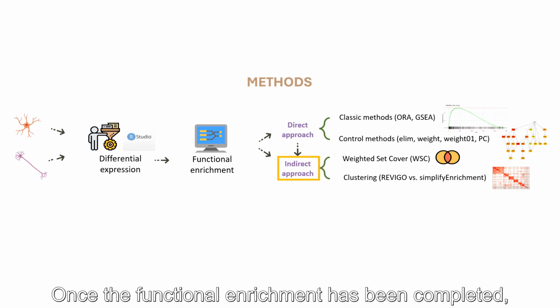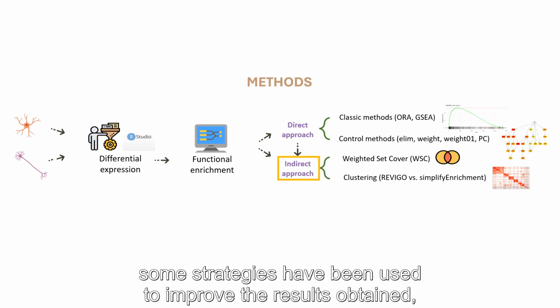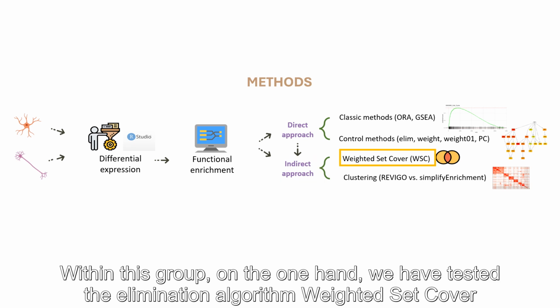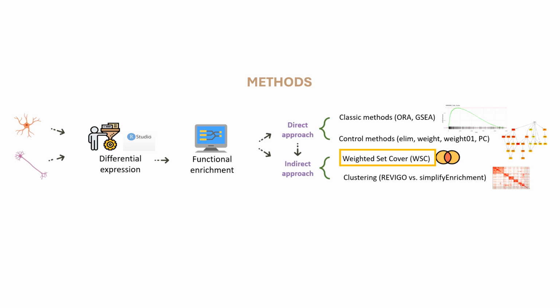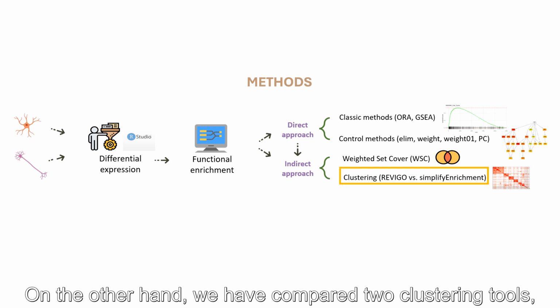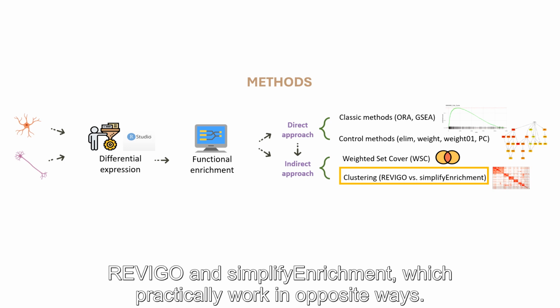Once the functional enrichment has been completed, some strategies have been used to improve the results obtained, which we have called indirect approach. Within this group, on the one hand, we have tested the elimination algorithm weighted set cover. Its objective is to detect the least interesting GO terms in order to discard them without losing information of interest. On the other hand, we have compared two clustering tools, Rrvgo and simplifyEnrichment, which work in practically opposite ways.